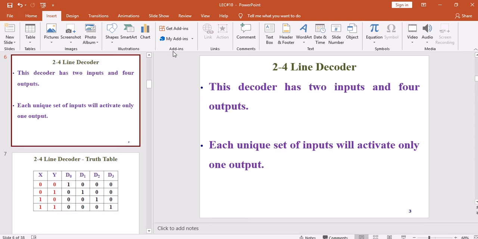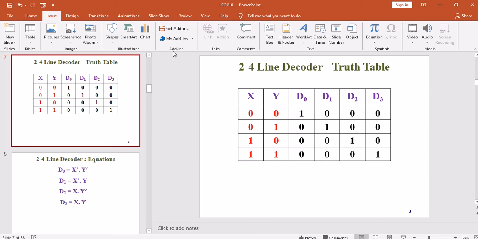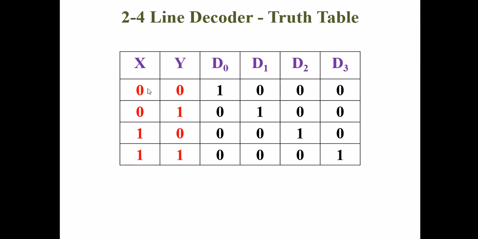Now each unique set of inputs will activate only one output. Now check this combination. If you look here, you have 4 combinations: 0 0, 0 1, 1 0 and 1 1. If you have 2 inputs, then you will have 4 combinations, and you have 4 outputs.